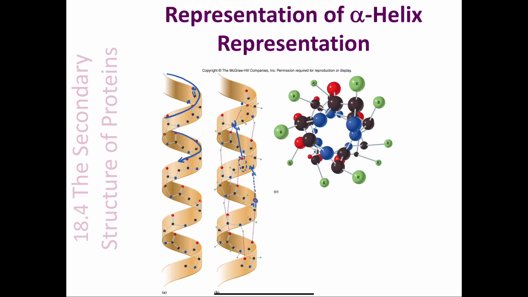If you were to look straight down that alpha helix, what you would see is what's shown over here. What's interesting is that all the R groups, which identify all these different amino acid residues, are all pointing outward.